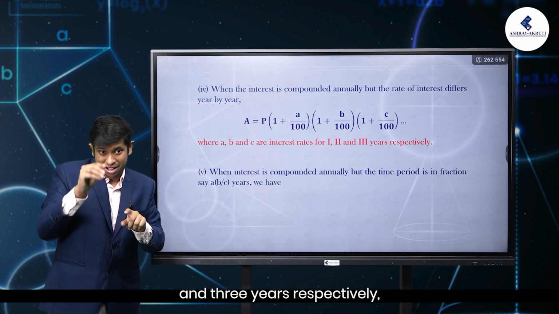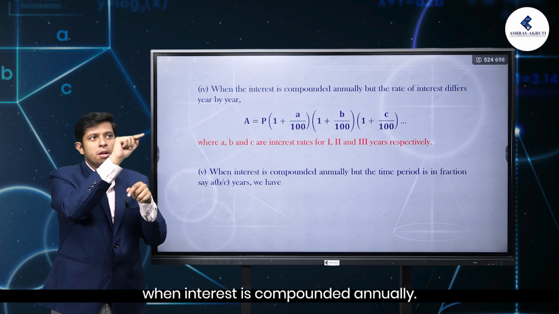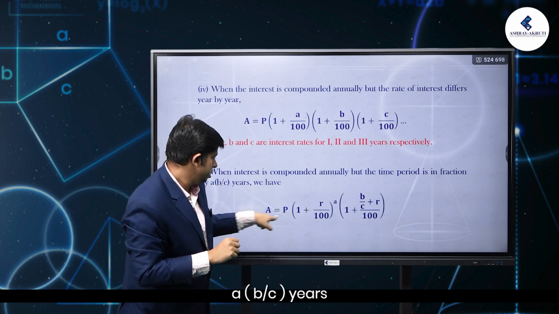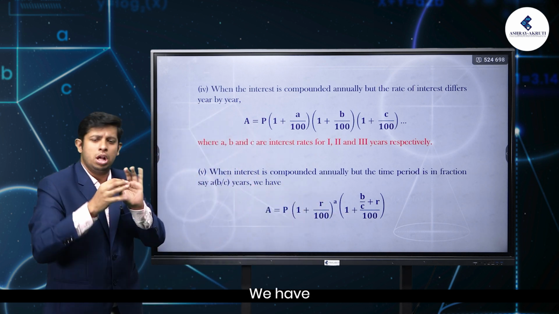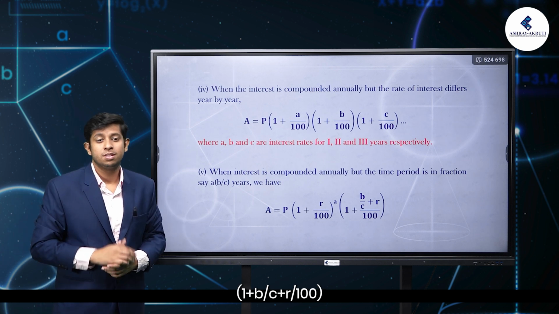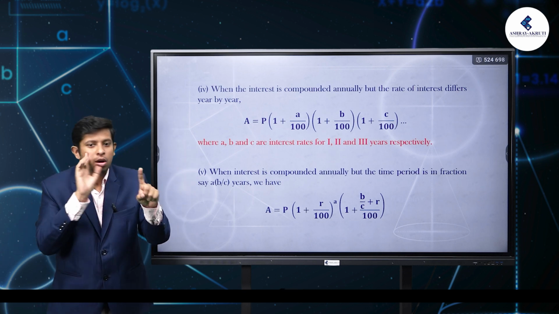When interest is compounded annually, but the time period is in fractions, say A of B by C years, we have A is equal to P of 1 plus R by 100 whole to the power of A, of 1 plus B by C times R by 100. Use of calculators is permitted for lengthy calculations and also to verify answers.